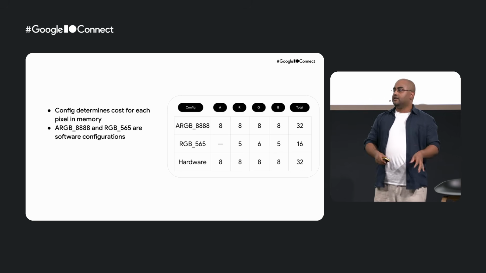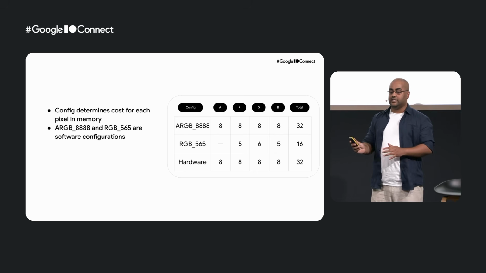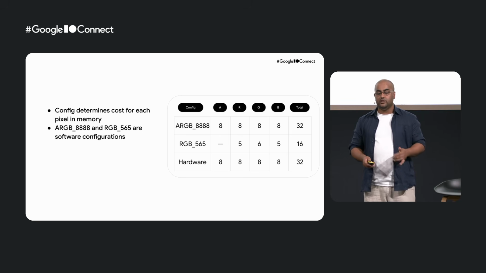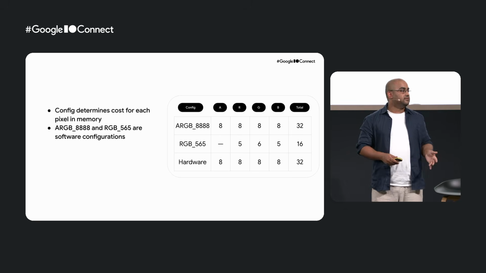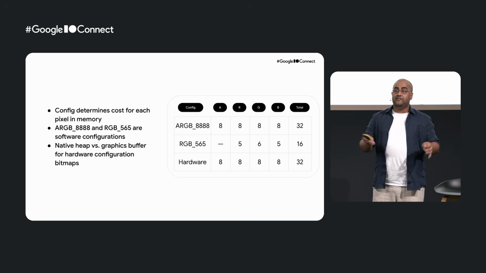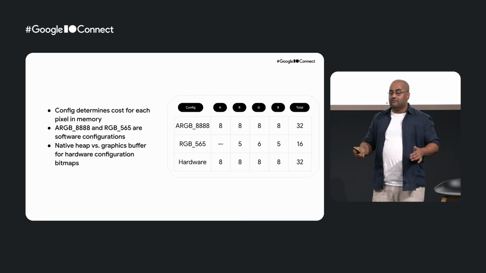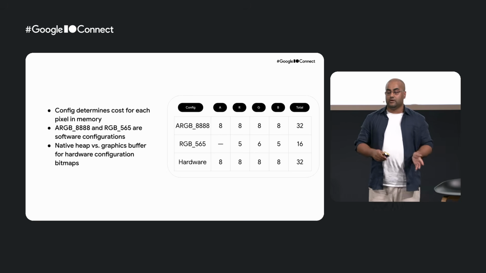ARGB gives us perfect color fidelity and full transparency support, but it's the most expensive software option that we have. RGB 565 completely discards the alpha channel, but it's the perfect choice for small thumbnails in lists where the user won't recognize subtle color banding or small differences like that. If you can, default to using hardware bitmaps. So these live directly on the shared graphics buffer, which don't count towards your app's RSS anon metric.